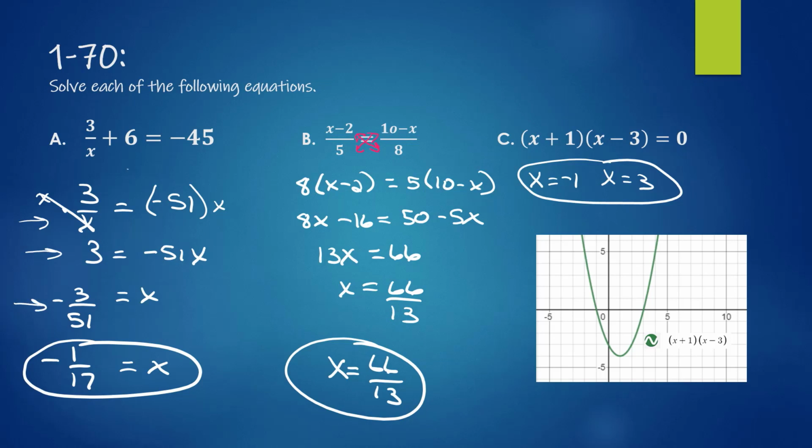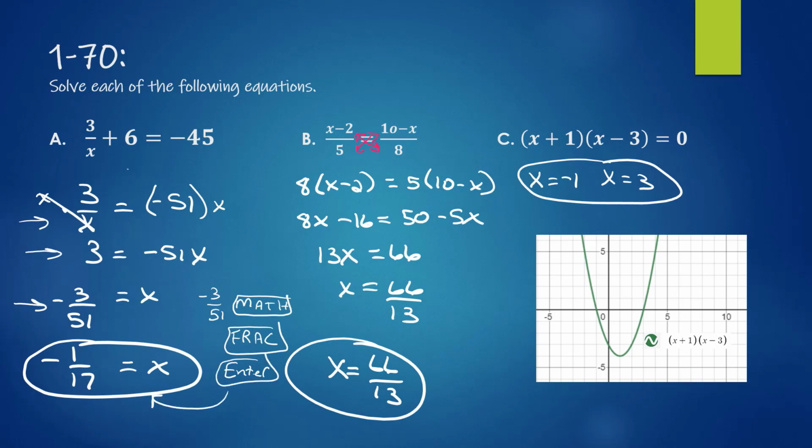You divide by negative 51, and then you get x equals negative 3 over 51. Now, if you type negative 3 over 51 in the calculator, then you hit the math button, and then you hit the fraction, and enter. It will simplify the fraction for you.